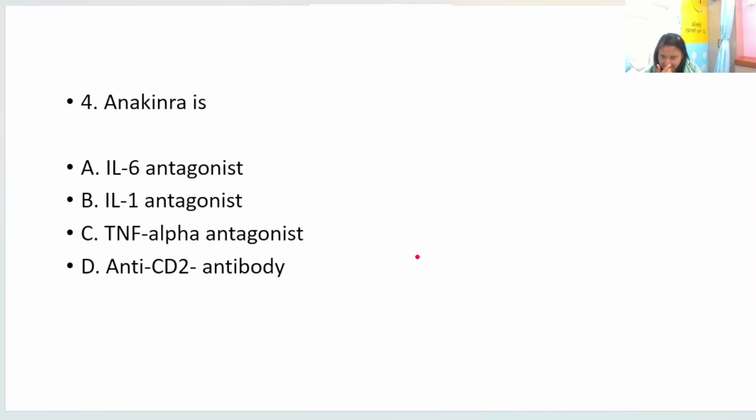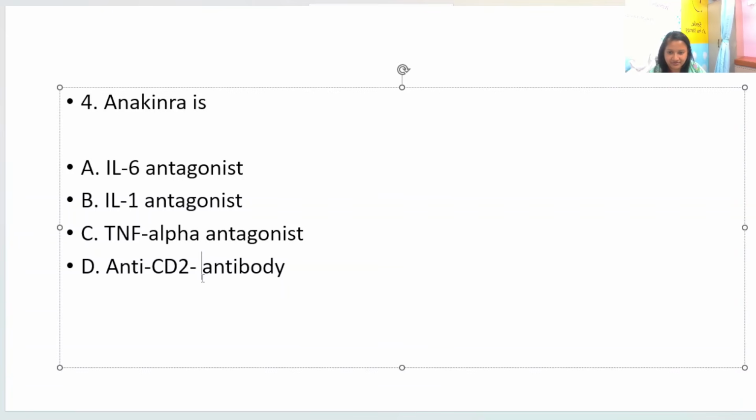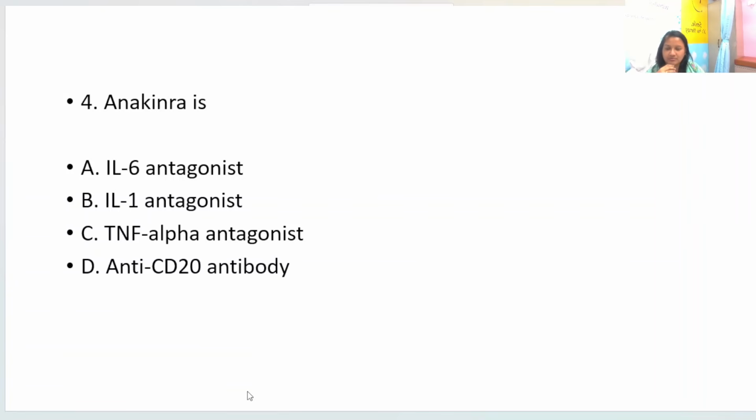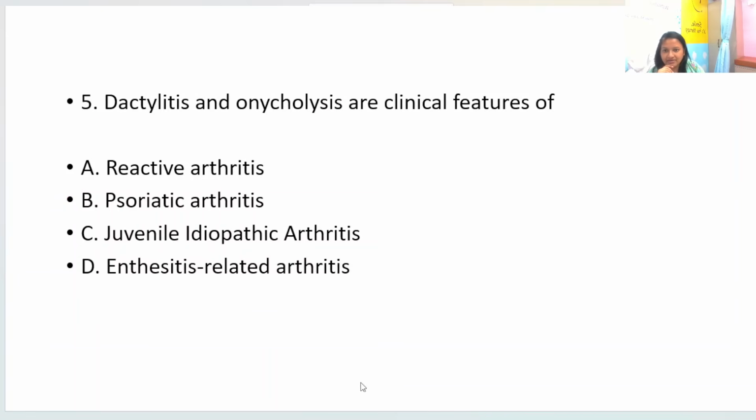Anakinra is what? Your options are IL-6 antagonist, IL-1 antagonist, TNF alpha antagonist and anti-CD20 antibody. So these are your options. Anakinra. What is the right answer? It is IL-1 antagonist. Okay, remember A is the first letter of the alphabet. Anakinra, IL-1 antagonist is the answer.